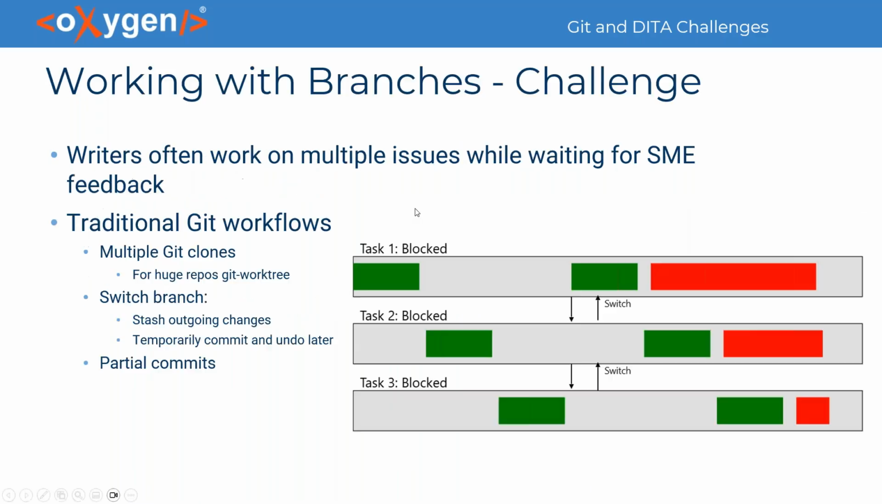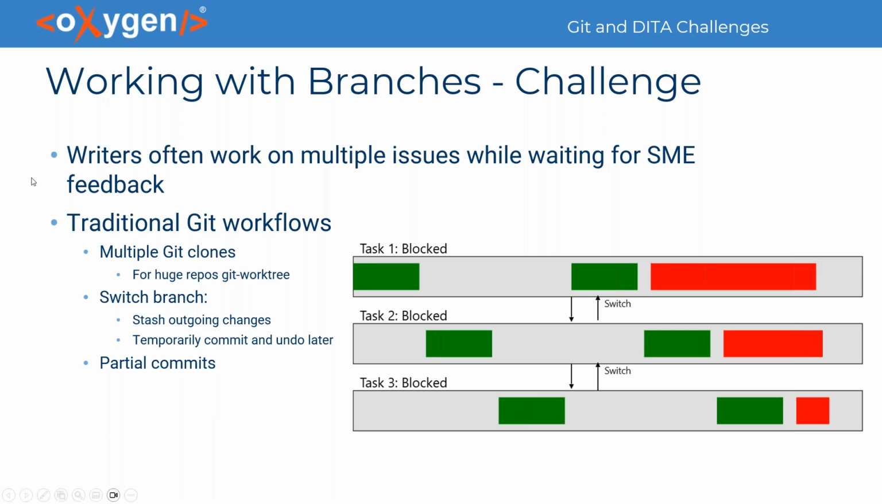Okay, so let's start with the biggest, with the first type of challenge. So the first challenge is related to working with branches. From our experience, writers often work on multiple issues at the same time. They are collaborating with subject matter experts, and they sometimes wait for input from them. So they might start to document a feature, and then they are blocked on that front, and then they switch to another task, and then to another task. And it is very important to make this switch as easy as possible.